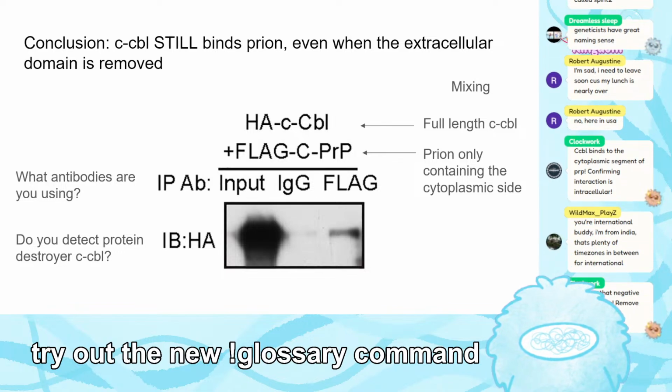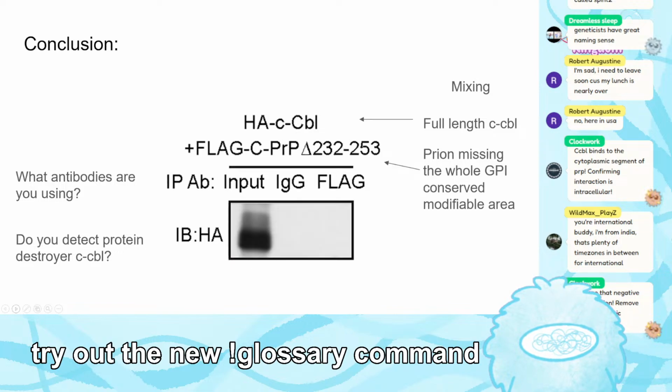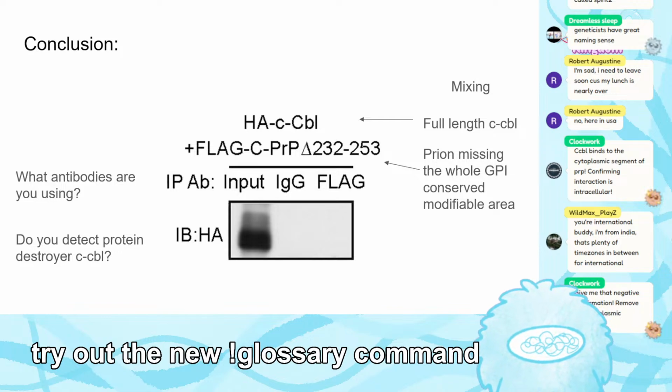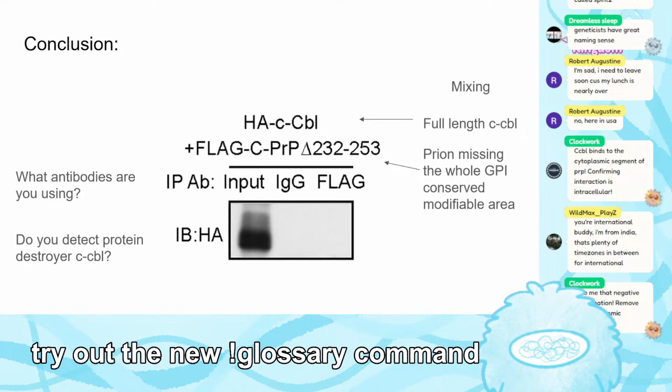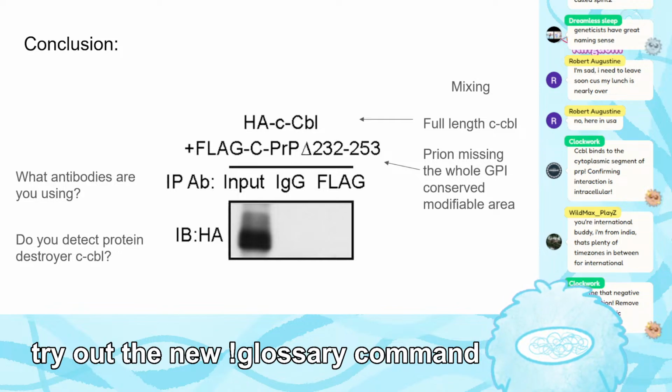All right. So what's up next? What do we have here? Instead of the full-length prion protein, or the prion protein missing the extracellular side, now we have the prion protein missing the whole GPI conserved modifiable area. So this is the whole segment of the pro-prion protein that sticks into the cytoplasm. What can we conclude here?